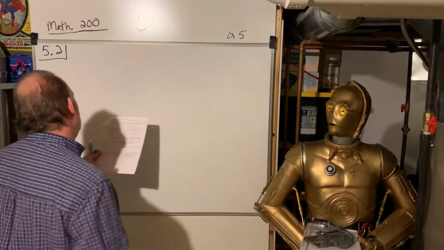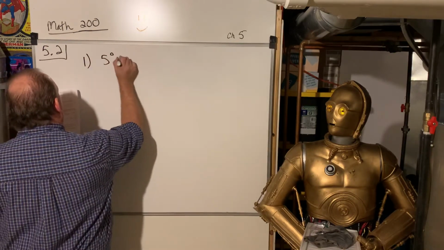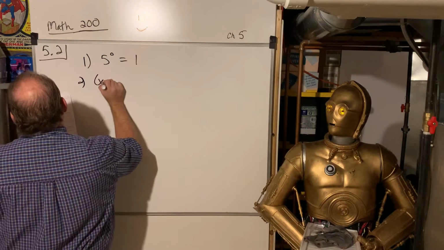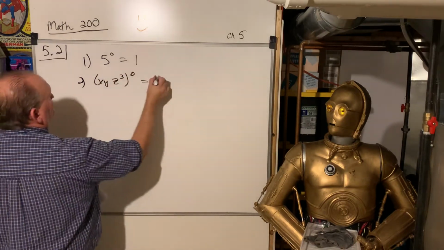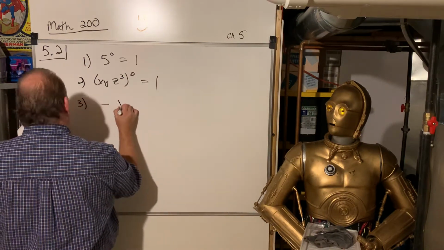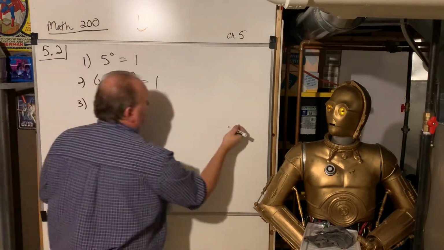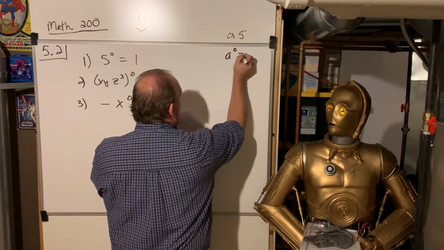So exponents, when you have anything to the 0 power, it's actually equal to 1. So (xyz cubed) all raised to the 0 power, that's 1. Now this one is a tricky one because it's the opposite of x to the 0 power. That is different than this. Look, let's recall. First of all, anything to the 0 power is 1.